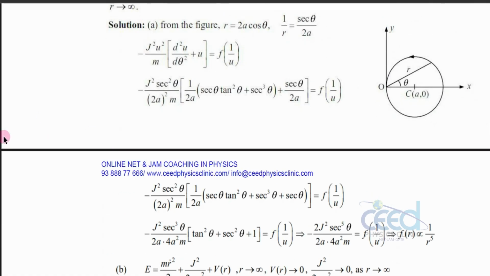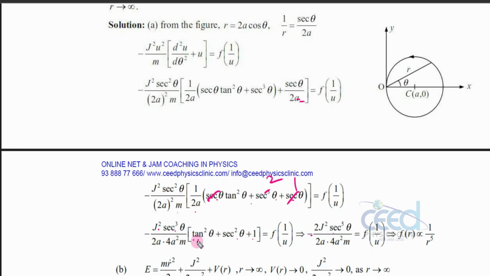Now further simplification. What you can write: j square sec square theta by 2a square by m. 1 by 2a you can take as a common denominator here and here, then here sec theta tan square theta plus sec cube theta, here plus sec theta f of 1 by u, again minus j square. Sec theta you take out from all, so sec theta is gone here, and here 1 by u, so 1 tan square theta, sec square theta, f of 1 by u, then minus 2 j square sec cube theta.